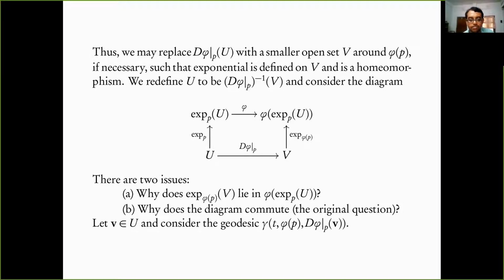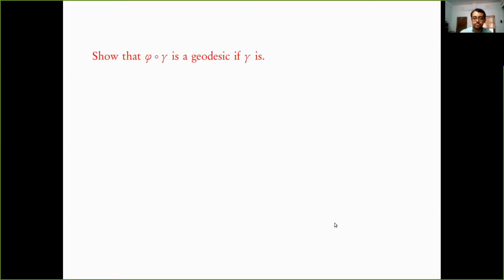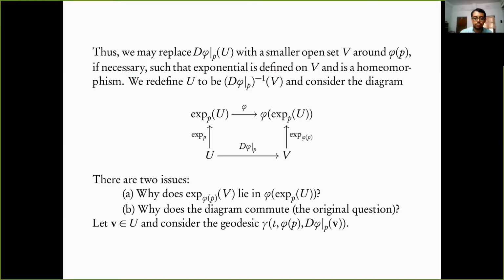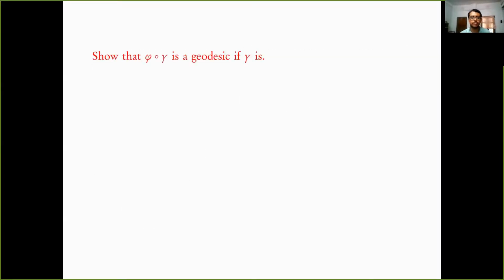Okay, so what to do here? We start with a vector little v in U. Remember, this is a tangent vector at p. You consider the geodesic, this is the notation that we have been using: the geodesic initialized at phi of p and with the initial vector d phi at p of v. So you look at this geodesic. I probably should have said this before. This is one of the exercises I had assigned, and if you haven't done it, I'll repeat: this is a good time to do it.